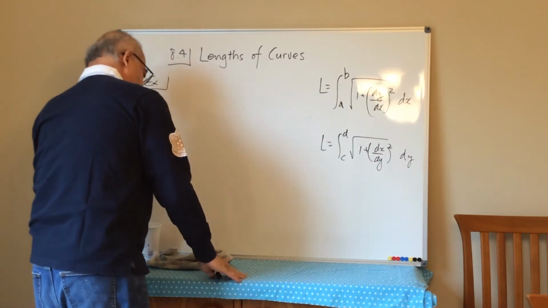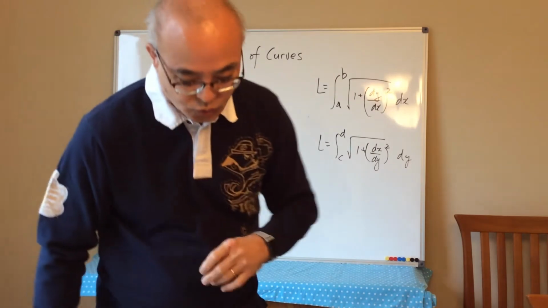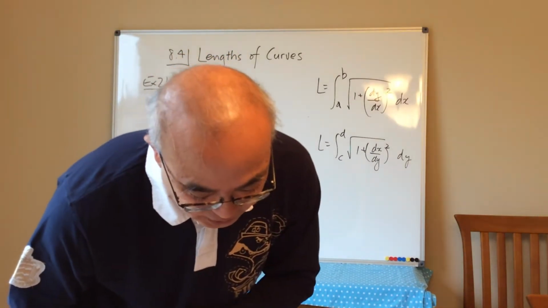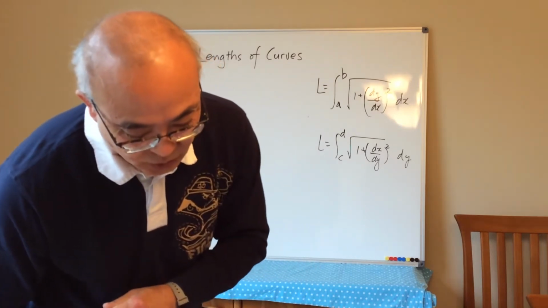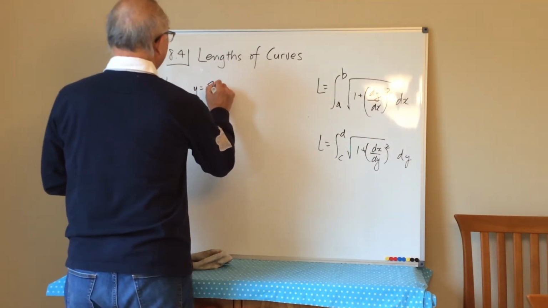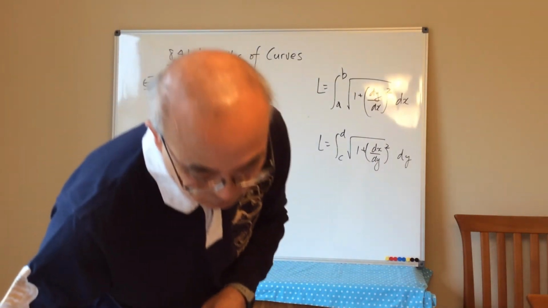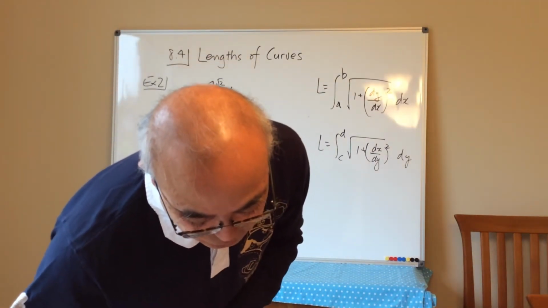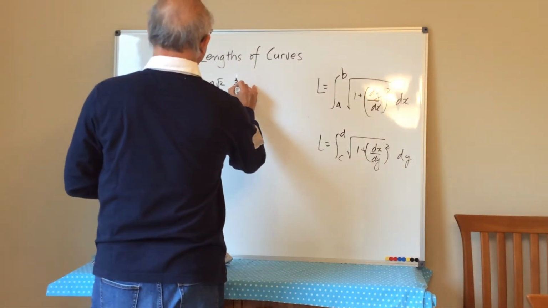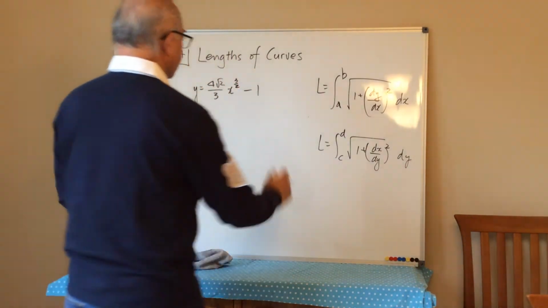Example number 2: find the exact length of the curve y is equal to that mess, for x equal to 0 to 1. So y is equal to 4 root 2 over 3, x to the 3 halves, minus 1. And I'm going from x equal to 0 to 1.